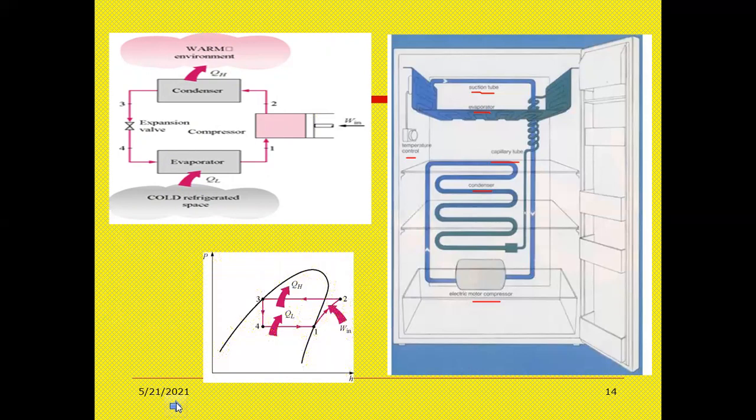If you see the pH diagram as shown in the earlier slides, we are having 1 to 2 compression, 2 to 3 heat rejection, 3 to 4 throttling, and 4 to 1 heat addition. 4 to 1 is the heat addition. Next.